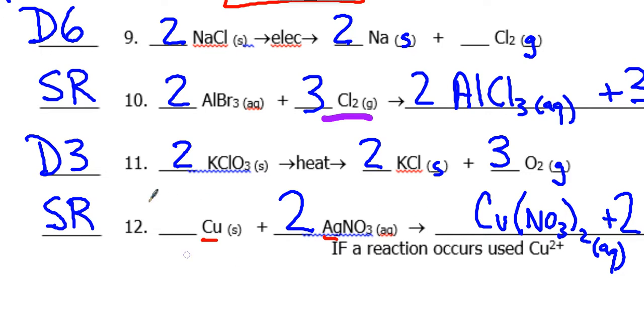And number 12, we have copper. Is copper by itself? Is copper higher than silver on the metals activity series? Why, yes, it is. So we have a reaction where copper has stolen the nitrate away, and now the silver is by itself.